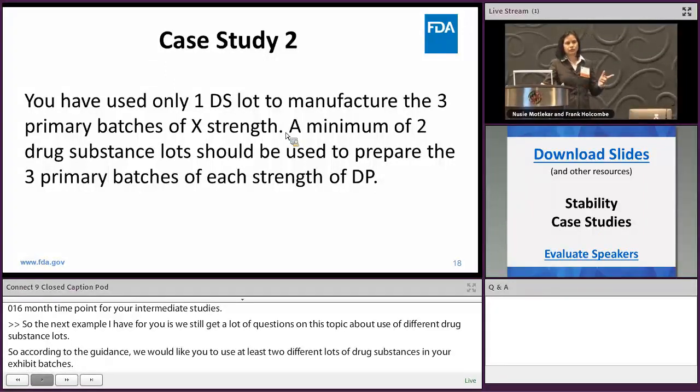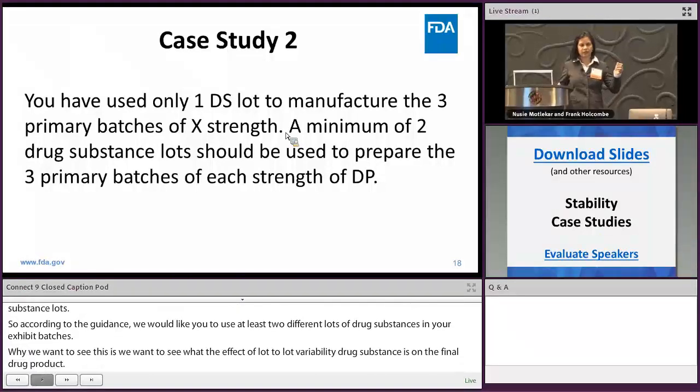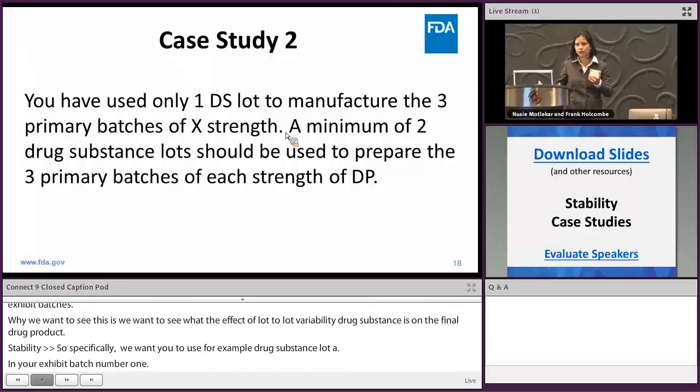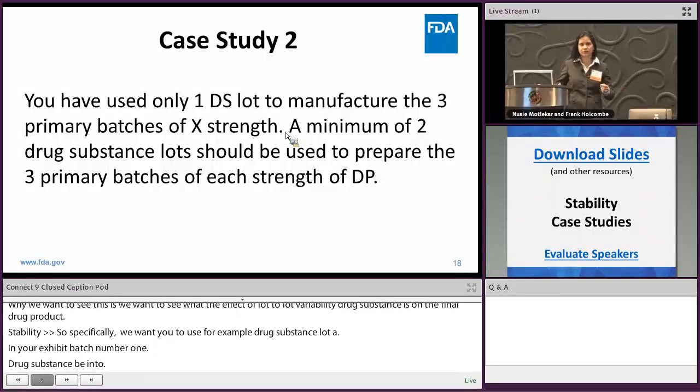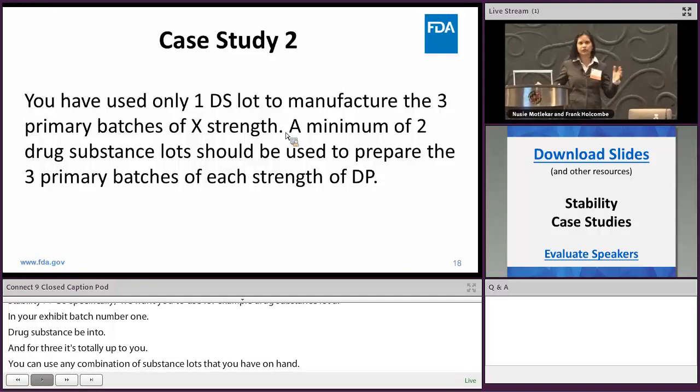So specifically, we want you to use, for example, drug substance lot A in your exhibit batch 1, drug substance lot B in your exhibit batch 2. And for exhibit batch 3, it's totally up to you. You can repeat drug substance lot A, you can use any combination of drug substance lots that you have on hand. So exhibit batch 3 is totally up to you. So just 1 and 2, at least 2 exhibit batches should have discrete drug substance lots, right?